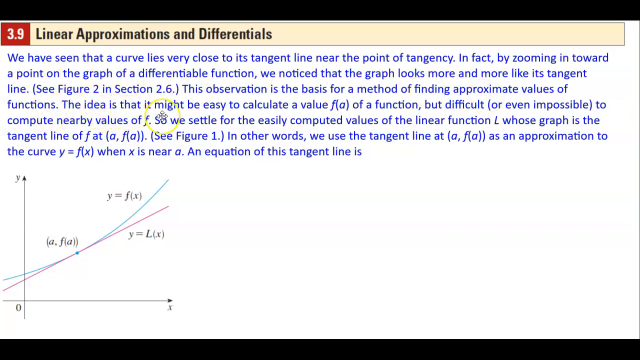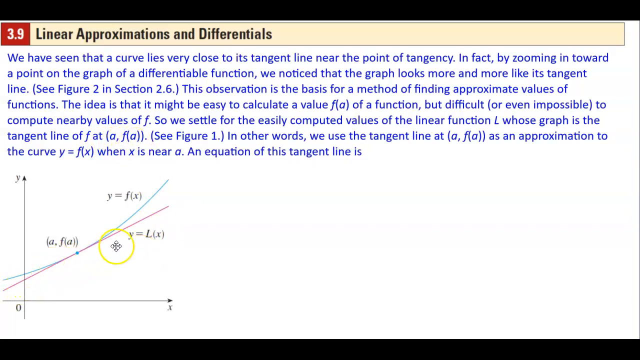The idea is that it might be easy to calculate a value f of a of a function, but difficult or even impossible to compute nearby values of f. So we settle for the easily computed values of the linear function L, whose graph is the tangent line of f at (a, f of a), which you can see here in Figure 1.